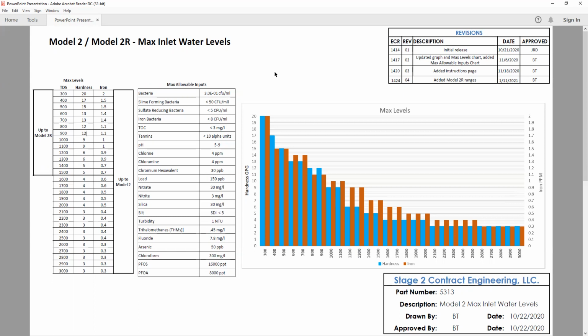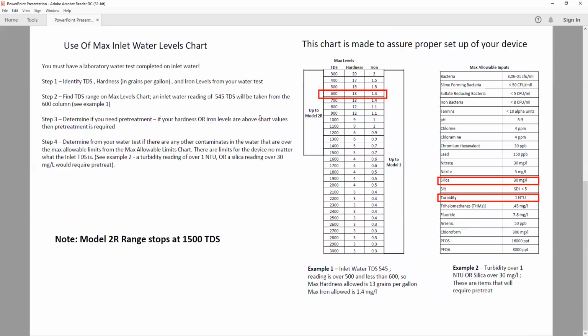There are instructions on this graph when you pull it up on the Culligan app and on the dealer portal, which is on page 2, just like this. This again walks you through how to follow this table and helps you identify where and when you may need to install pretreatment.